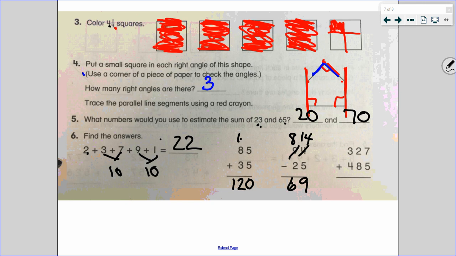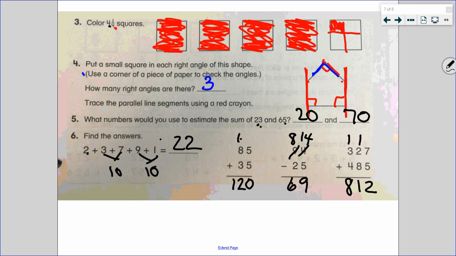Last problem. We got this. 327 plus 485. Here we go, in the ones place. 7 plus 5 equals 12. I put the 2, carry my 1. 8 and 2 is 10, I know, plus the 1 I carried, that makes 11. Put the 1, carry my 1. 4 plus 3 is 7, plus 1 more that we carried is 8, for 812.